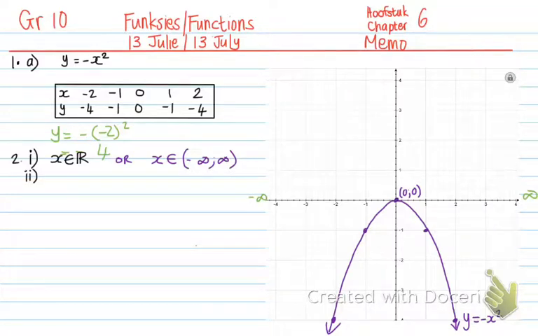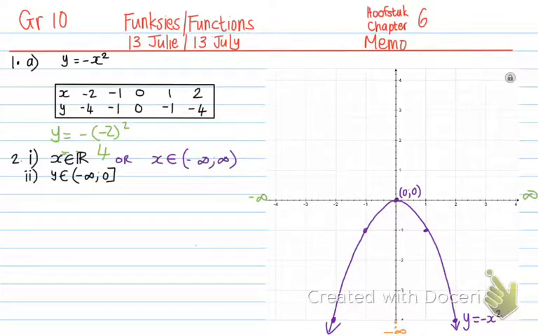Now for the range. Remember, I'm going to the y-axis. I have negative infinity at the bottom, so negative infinity will definitely be included. So it's from negative infinity to 0, and 0 is included. So it's a block bracket.